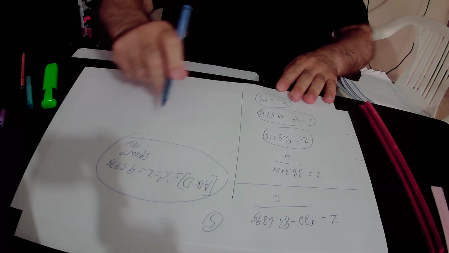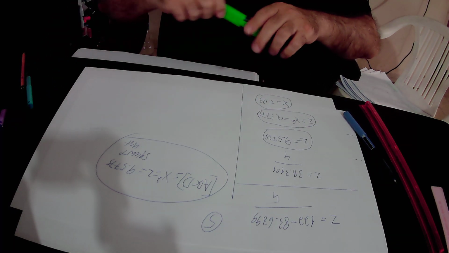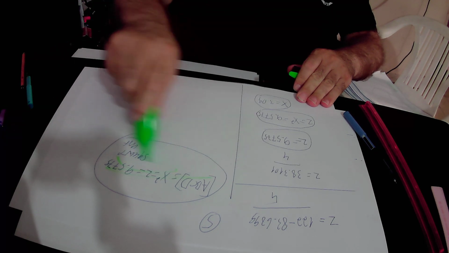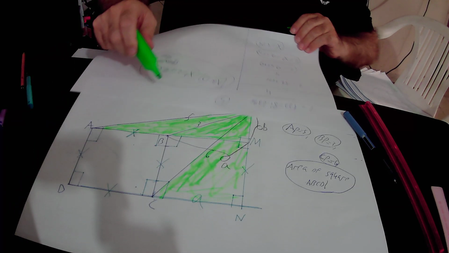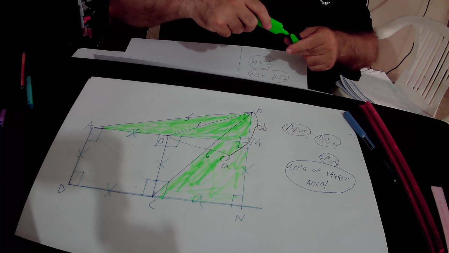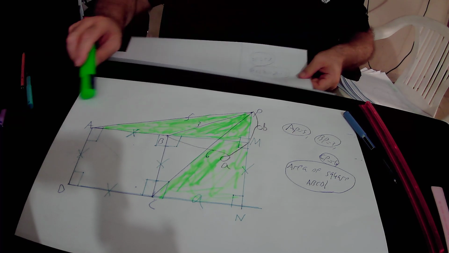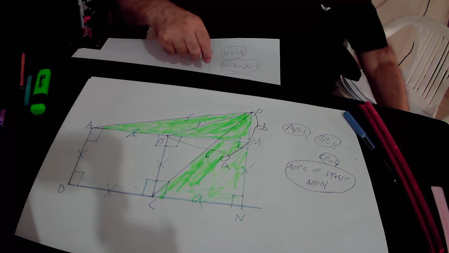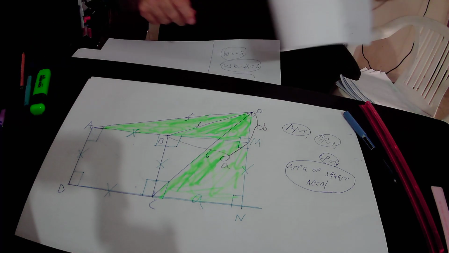Repeat again, the answer to the question is that the area of this square ABCD equals 9.5775 square units. We finished with the first question. In the next step, I will present to you the second question.